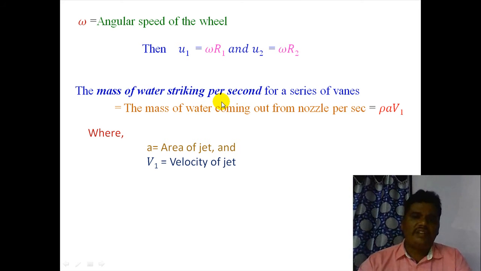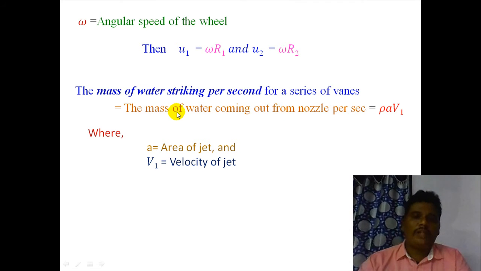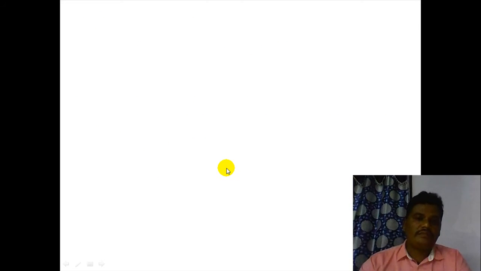The mass of water striking per second on the series of vanes is equal to the mass of water coming out of the nozzle per second. The mass of water coming out of the nozzle per second is rho a multiplied by V1, where a is the area of the jet and V1 is the velocity of the jet.